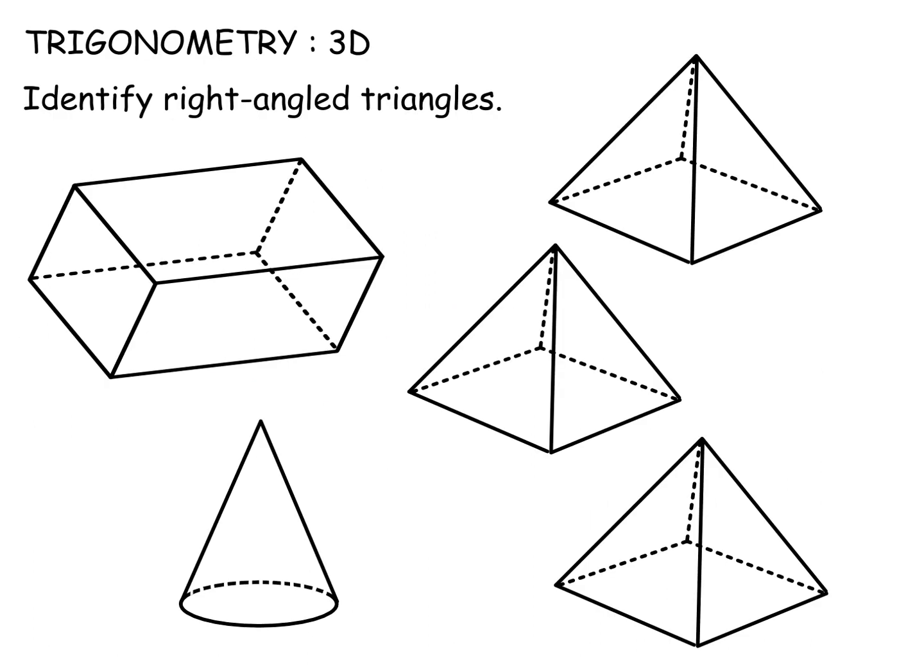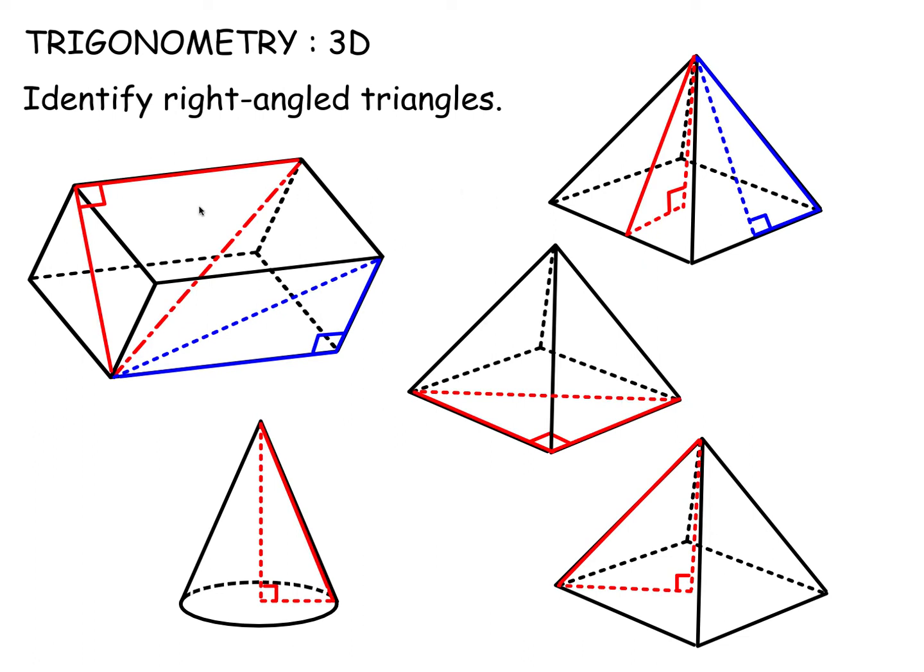So here are some common shapes: the cuboid, square-based pyramid and cone. And here are some of the right-angled triangles that you can get from these shapes. In the cuboid, the blue dotted lines are face diagonals, and with two sides they make up a right-angled triangle.